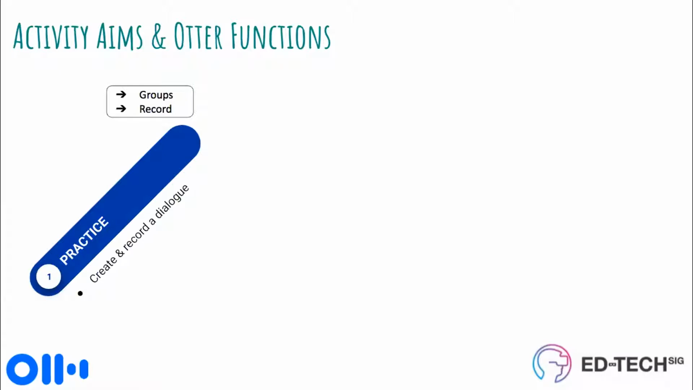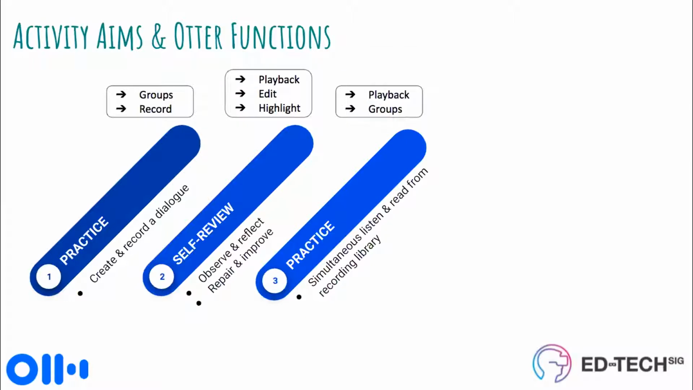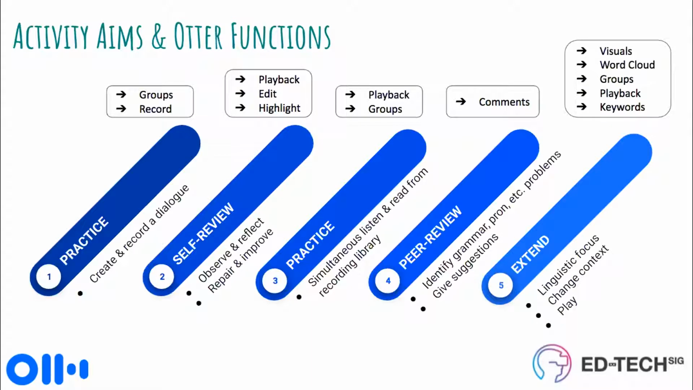We use the groups and record functions to create the dialogue. Then we move to the self-review stage using the playback, edit, and highlight functions of Otter. Then moving back to practice, where the students utilize the playback function. Then they go to peer review, where they make suggestions regarding peer conversations using the comment function. And then to my favorite part of all, which is extension.